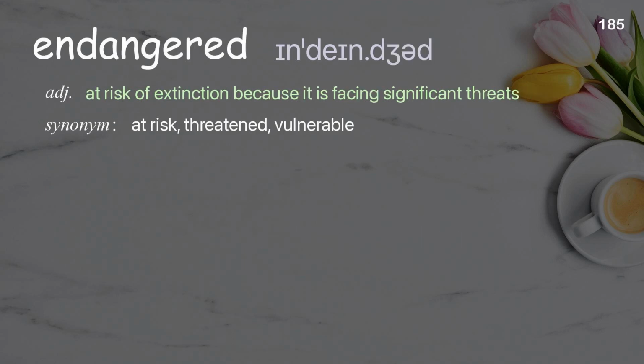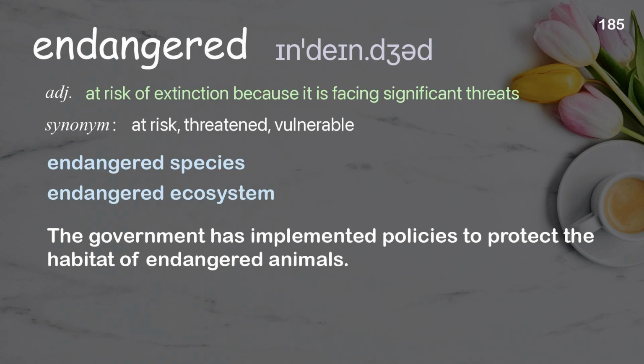Endangered. At risk of extinction because it is facing significant threats. Examples: Endangered species. Endangered ecosystem. The government has implemented policies to protect the habitat of endangered animals.